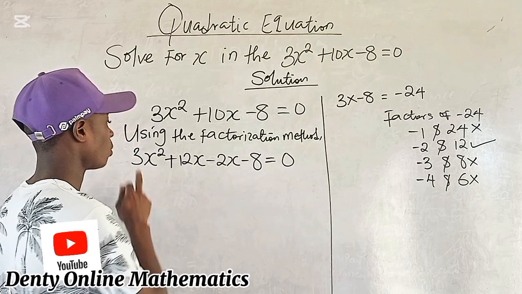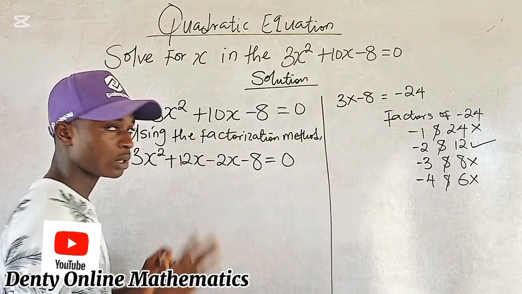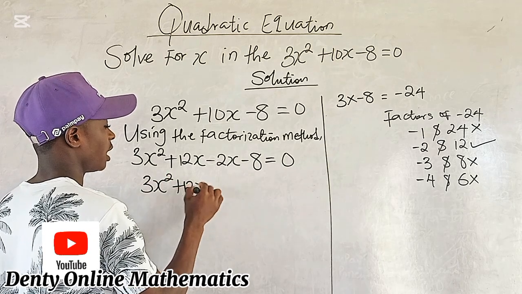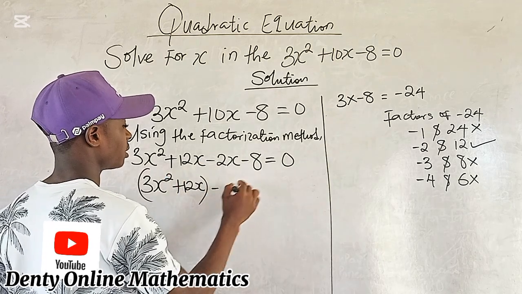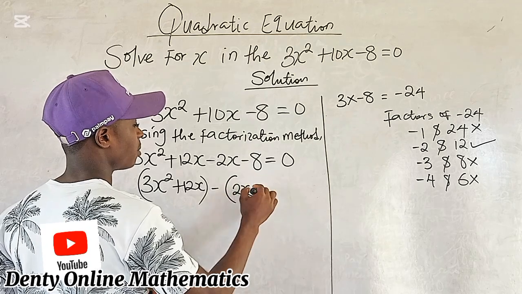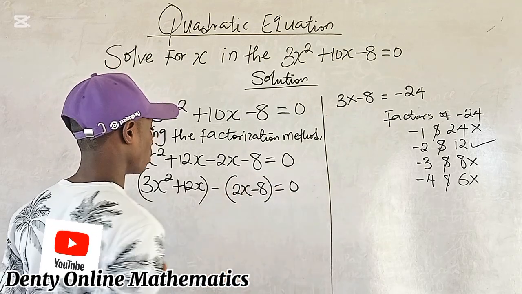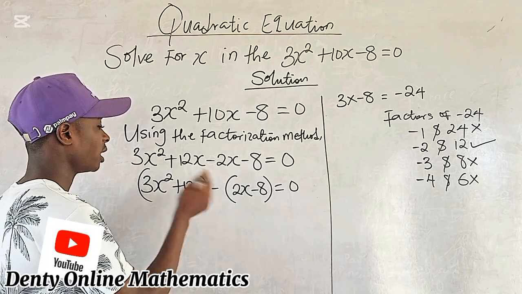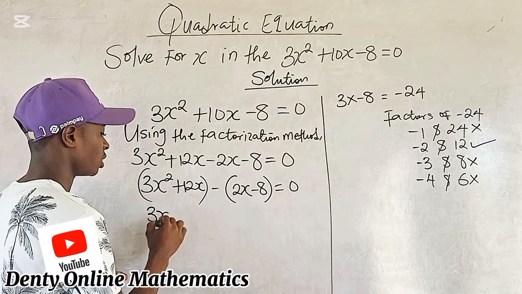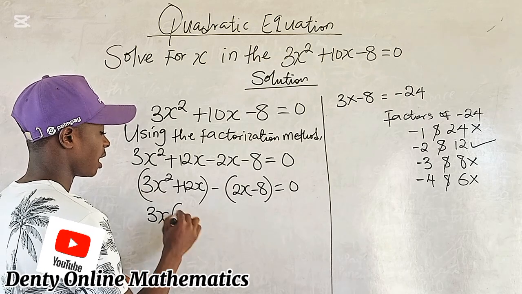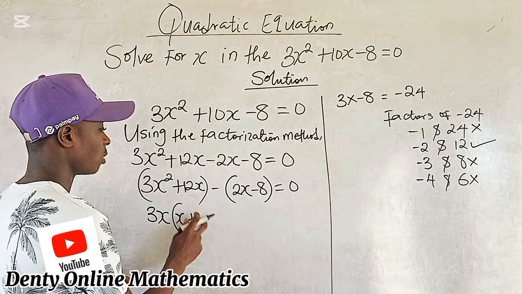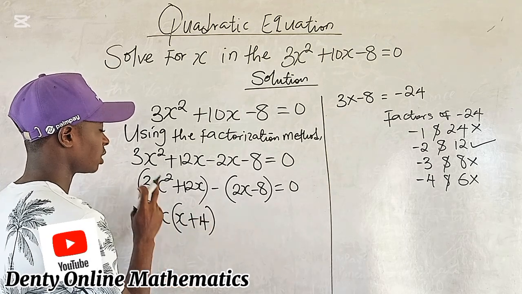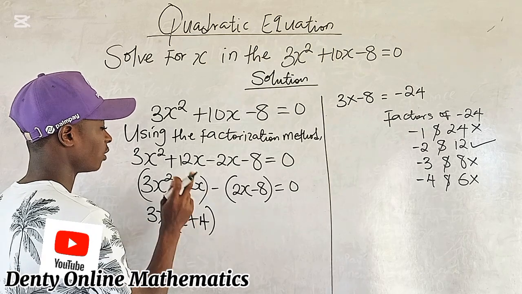Now we have how many terms? 1, 2, 3, and 4. So we are going to group them. We're going to have 3x squared plus 12x in one bracket, bring out this minus 2x minus 8 equal to 0. Now 3x squared, 3x is common because 3x can go here, 3x can also go here. So we factor out 3x, which is the common factor. What will be left here is x plus, what will be left here is what? 4. Because 3x times x gives us 3x squared, 3x times positive 4 gives us 12x.